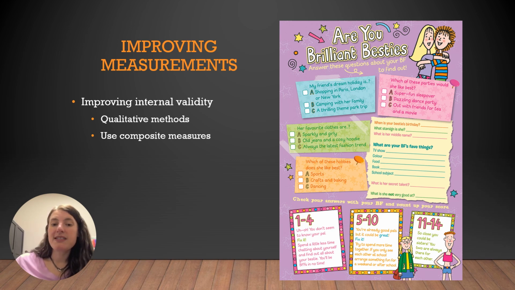For example, this quiz here uses a composite measure approach, albeit simplistic, meaning that it asks multiple questions and then it adds up your total to create a summative score, which then identifies whether or not you and your friend are brilliant besties or not.